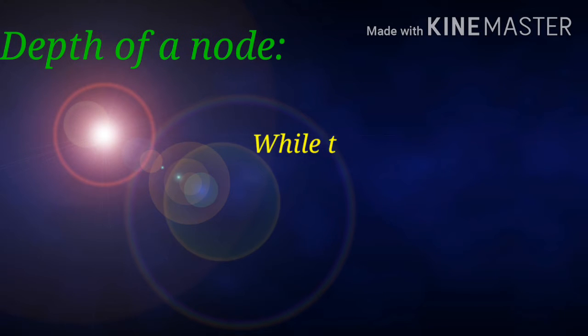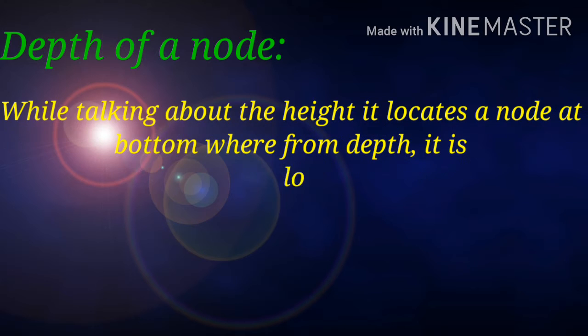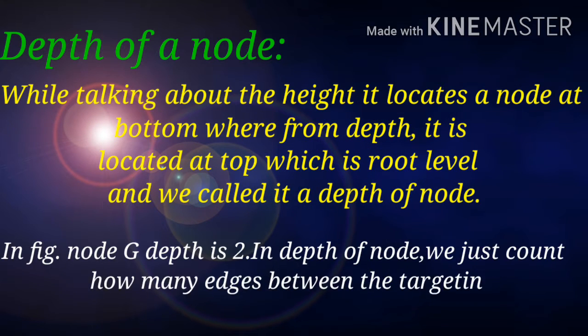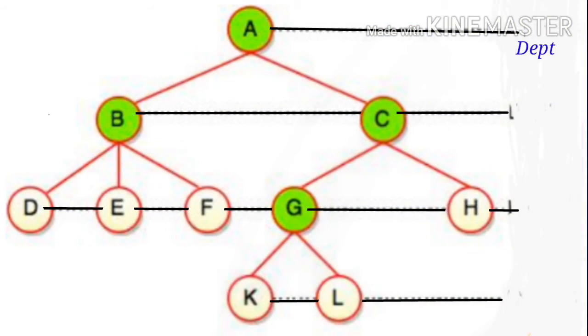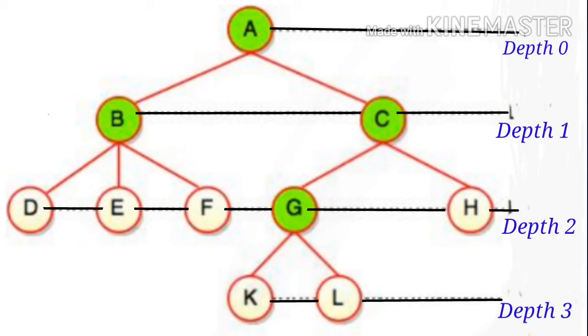Depth of a node. While the height locates a node from the bottom, depth locates it from the top, which is the root level, and we call it the depth of the node. In the figure, node G's depth is 2. For the depth of a node, we just count how many edges are between the target node and the root, ignoring the directions. Depth 0, depth 1, depth 2, depth 3.